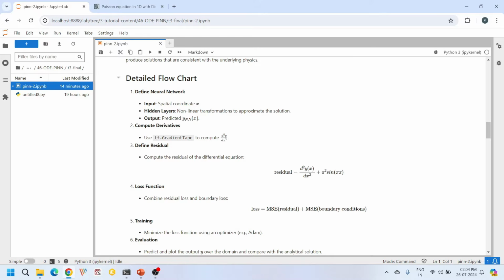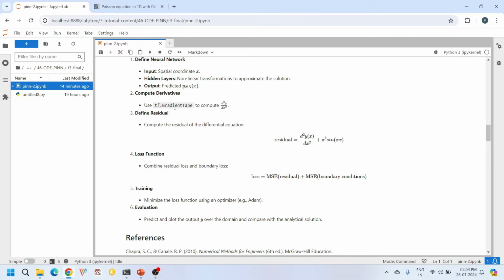So first we define a neural network. Neural network definition consists of three steps. First we have to define an input layer and some hidden layers and the output layer. So in our case we have only one input feature, that is x, and we get only one output, that is y of x. And in between we can define any number of hidden layers with any number of neurons in each hidden layer.